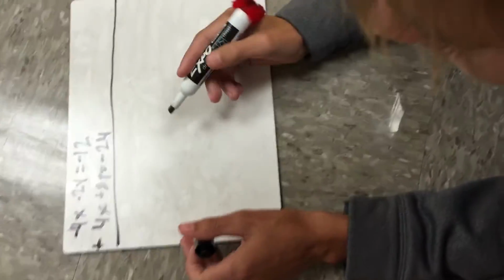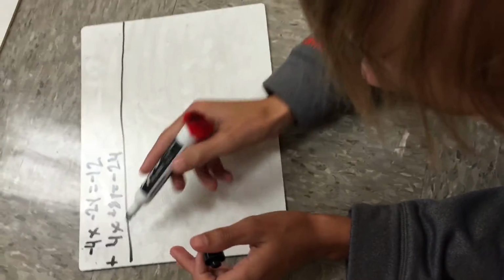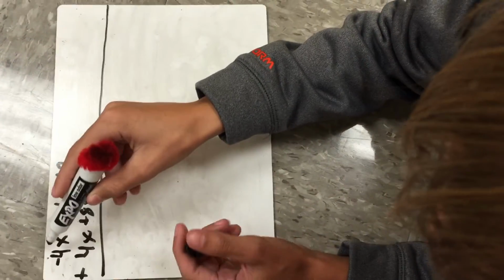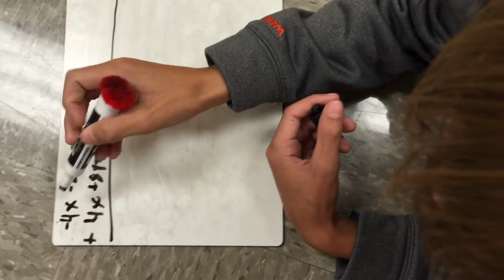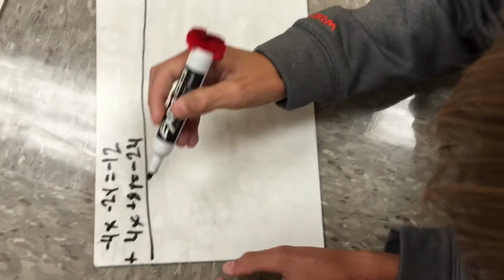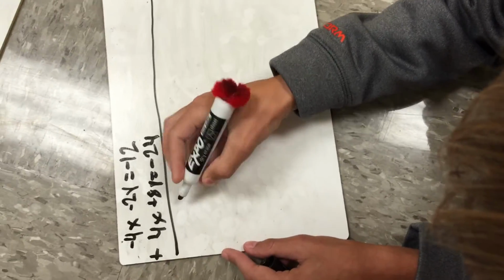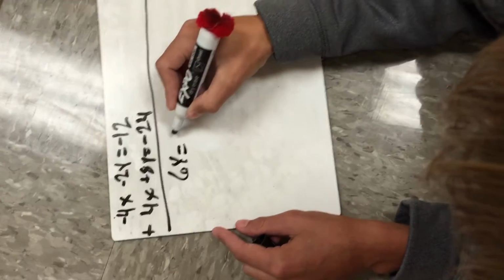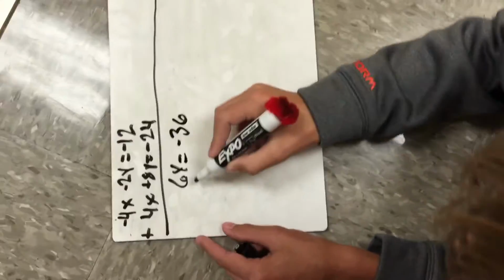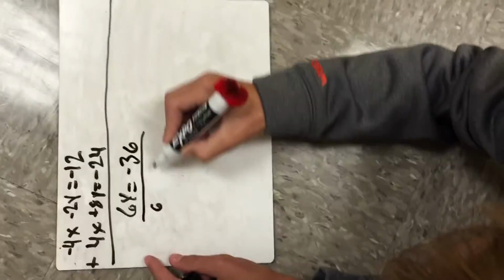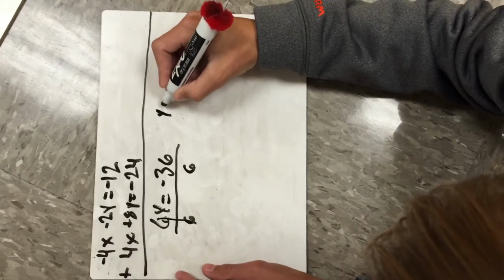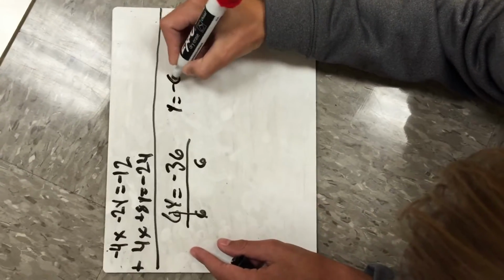And so why it's called the elimination method is you can add them both together and then the x's cancel out, in this case because it's -4x and 4x. So then you have to solve for y, and after you add them together, you get 6y equals -36. You've got to isolate y, so we're going to divide both sides by 6. So then you end up with the answer, y is -6.